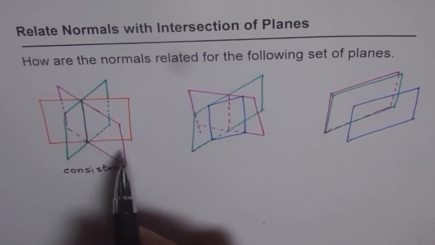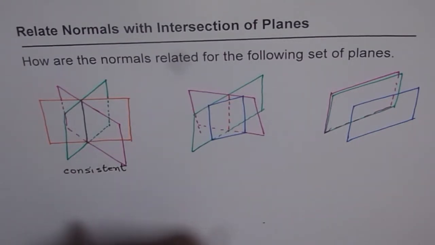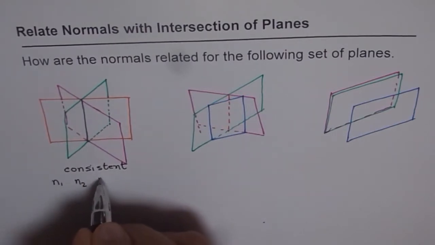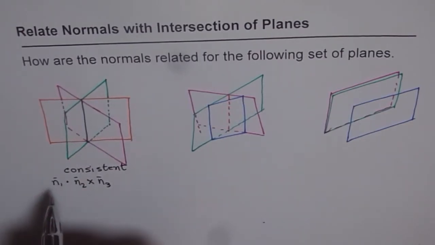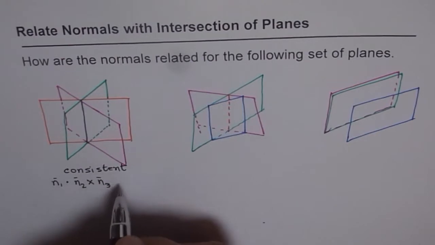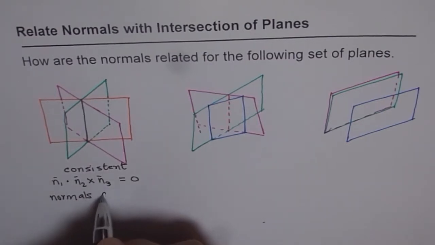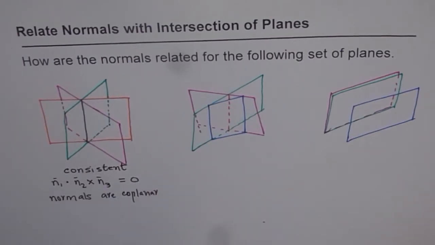Now what is so special about these normals? Let's say the planes are pi 1, pi 2, pi 3, and their normals are n1, n2, and n3. You'll find that their scalar triple product, that means n1 dot n2 cross n3, is equal to 0. That means the normals are coplanar. This is what you will see in this particular case when you analyze the normals.